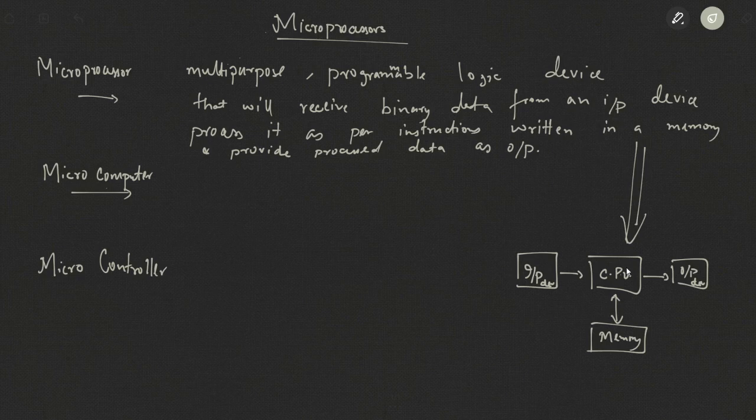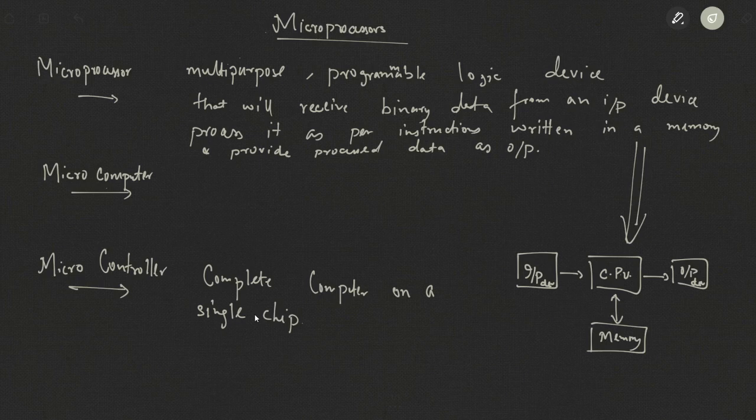On the other hand, a microcontroller, as against a microprocessor, is a complete computer, or you can say a system on a single chip. That means the input ports, the output ports, as well as the memory are associated with the processing unit. They represent a complete system on a single chip.